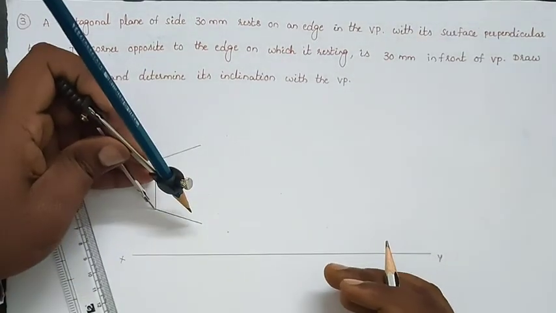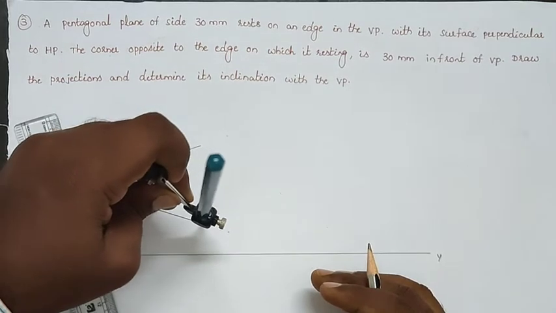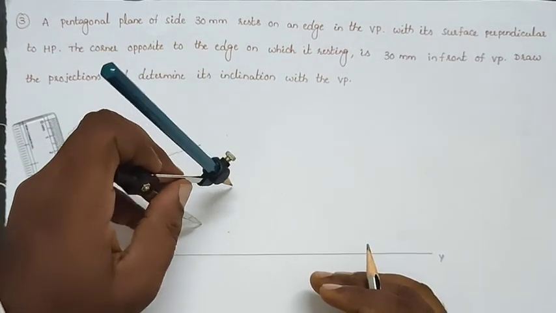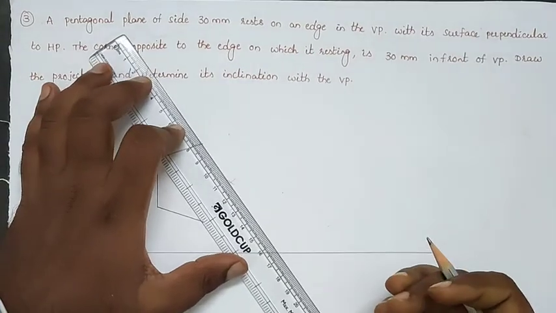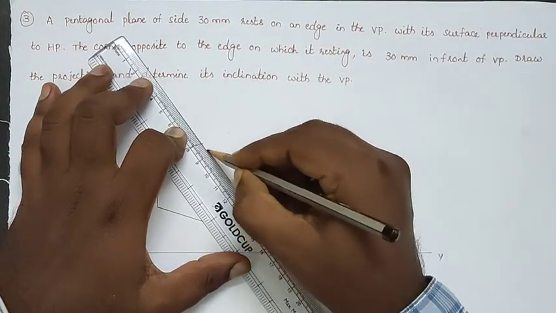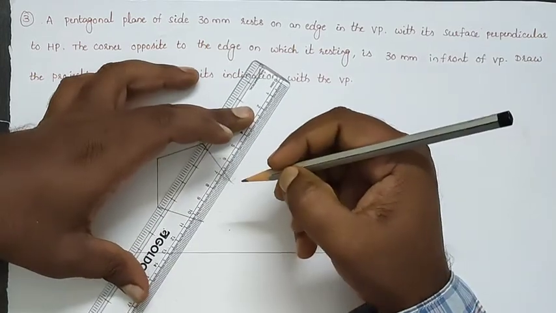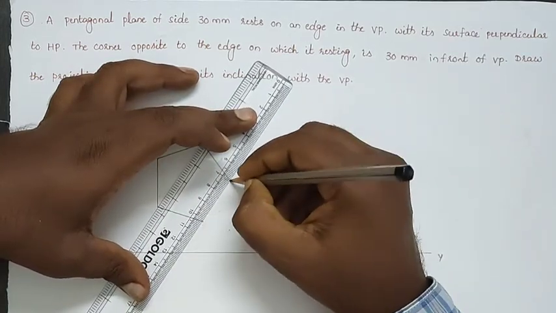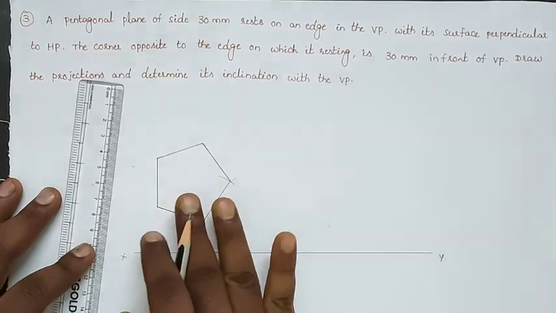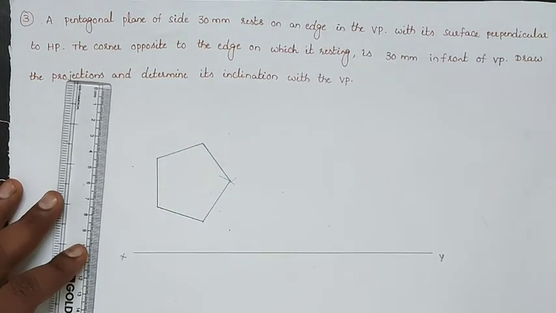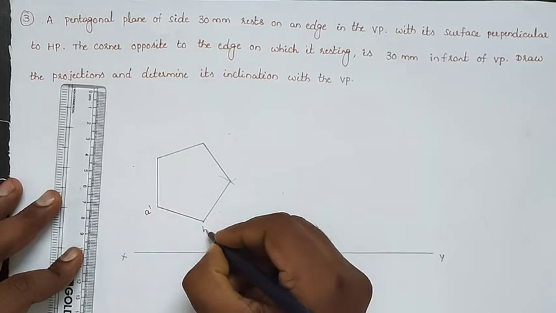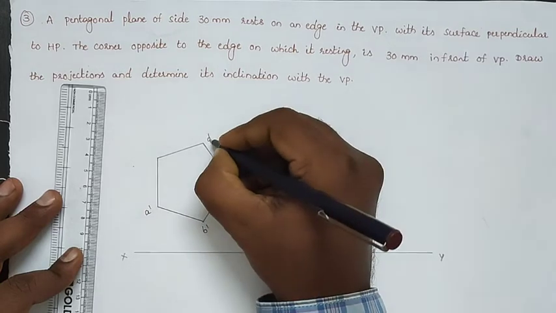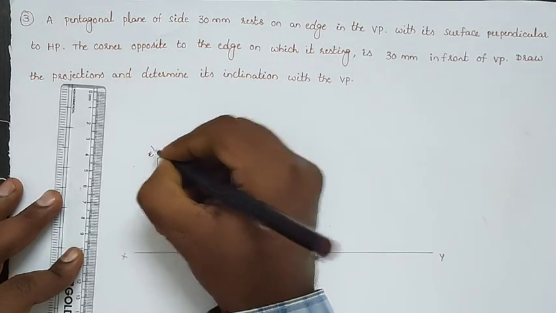Now with this length, draw the arc, and from this point we will cut that arc and construct a pentagon. So the shape of the pentagon, either a corner is giving that, we will draw the problem like that, and edge is giving that also, we will draw the problem like that. So A dash, B dash, C dash, D dash and E dash.